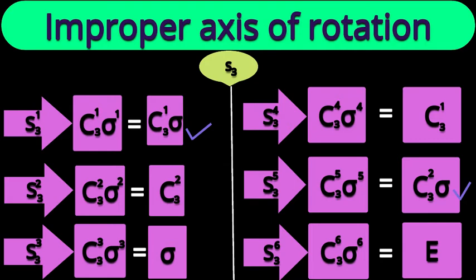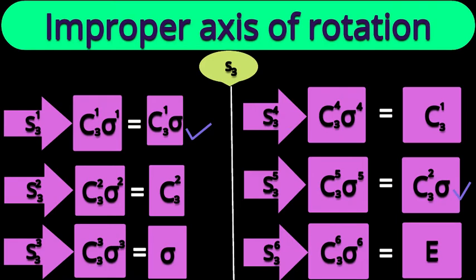But I want to bring your attention: how many operations are possible here? 6 operations are possible. If you see, the first operation is based on the result of both, meaning both axis and plane have a role. Second operation, the major role is of the axis. Third operation, the major role is of the plane. Fourth operation, the major role is of the axis. Fifth operation, both are playing the role. And the sixth operation is equivalent to the identity.